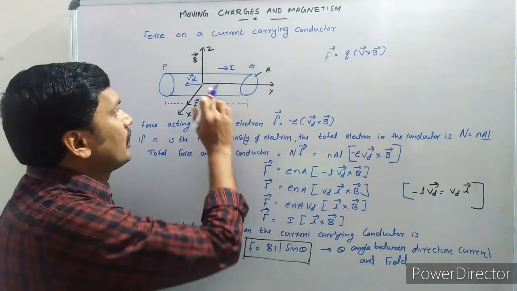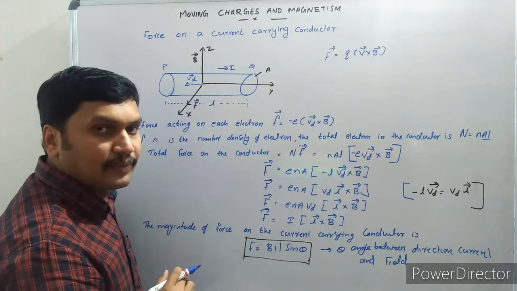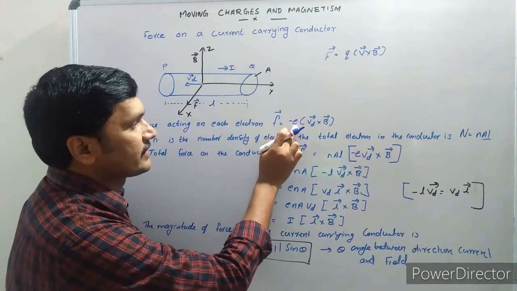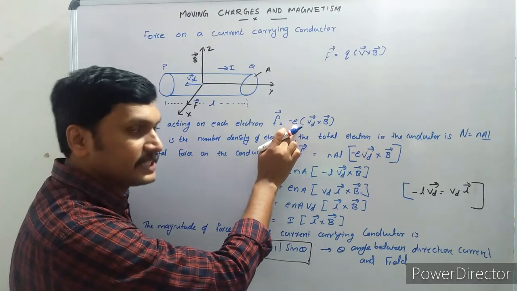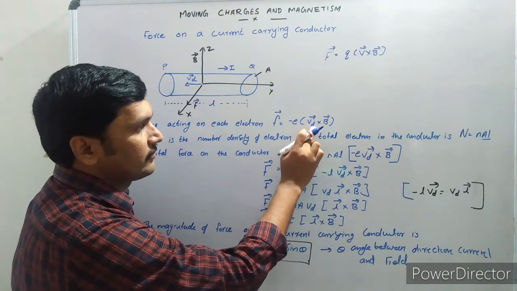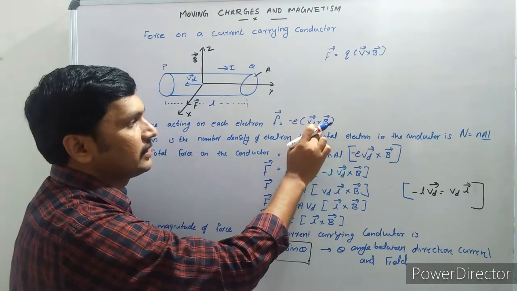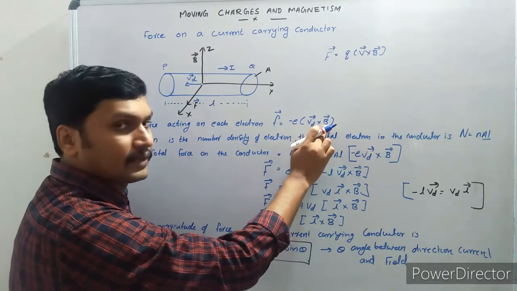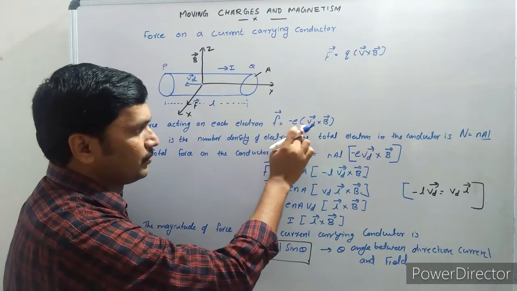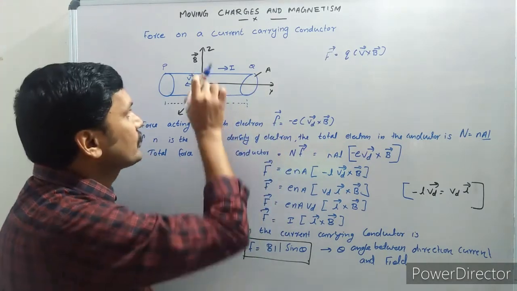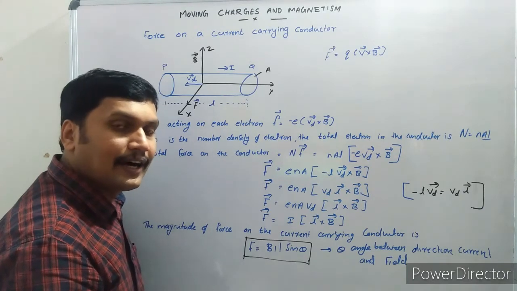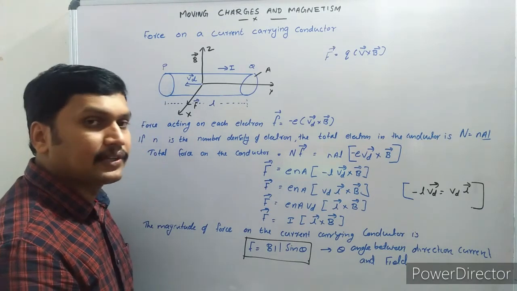So, what is the force acting on this electron? The force acting on the electron is given by F is equal to charge. The charge of the electron is minus e, into V cross B. The velocity of the electron is Vd, the drift velocity, cross B, the strength of the magnetic field. That is F is equal to minus e into Vd cross B. That is the force acting on that electron. What is the direction of that force? Apply Fleming's left hand rule.